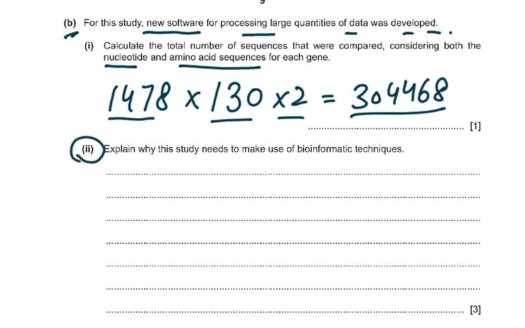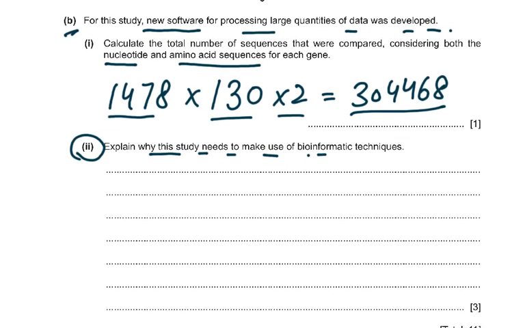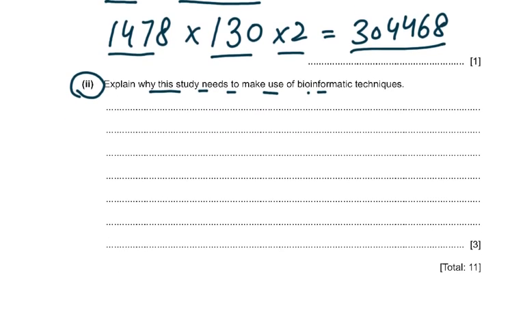Then coming to the last part, explain why the study needs to make use of bioinformatic techniques. Why? Because it was a lot of data. It was a lot of data to store or analyze, large quantities of data, and to compare many sequences, and of course to calculate or measure the quantity or the percentage of similarity or differences. And it was fast and it was accurate and efficient. So all these factors are why bioinformatics.